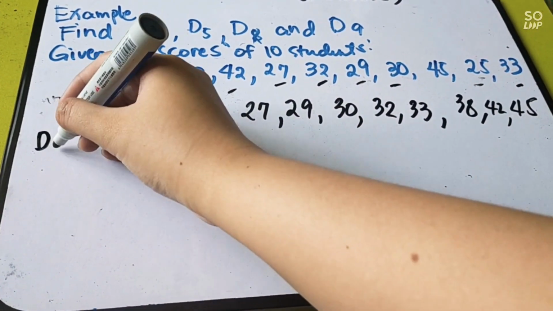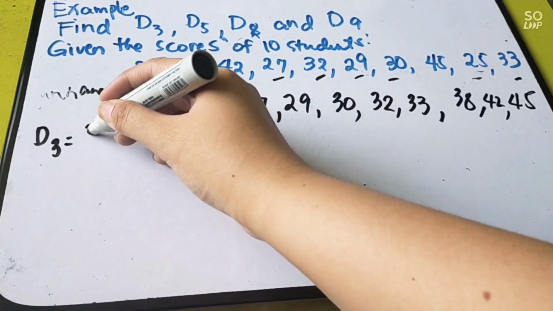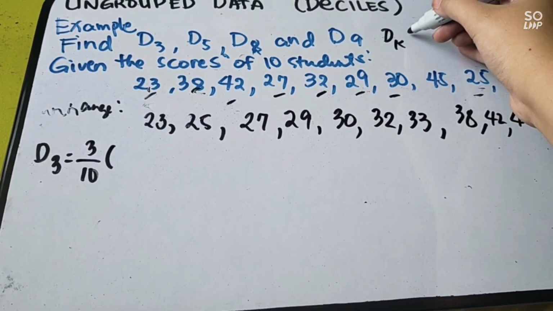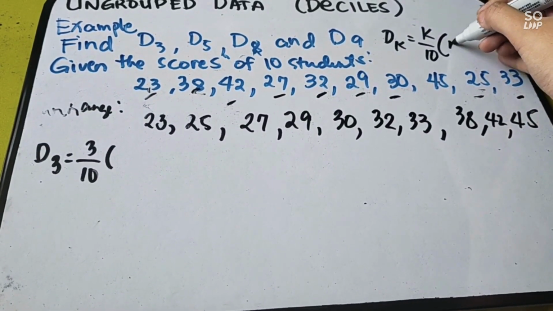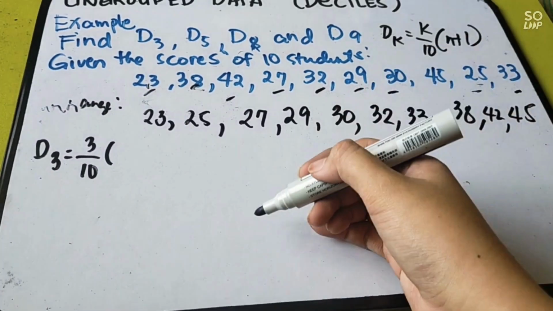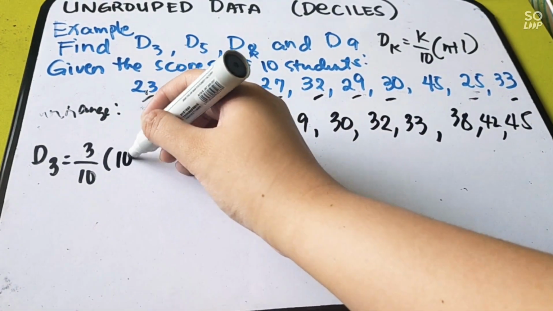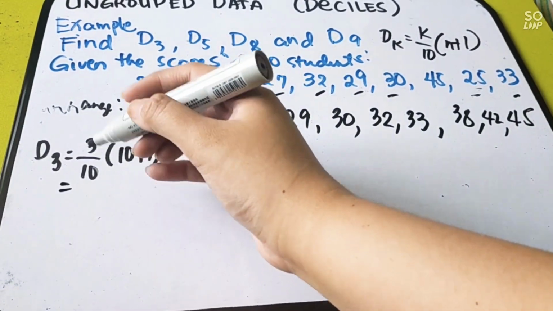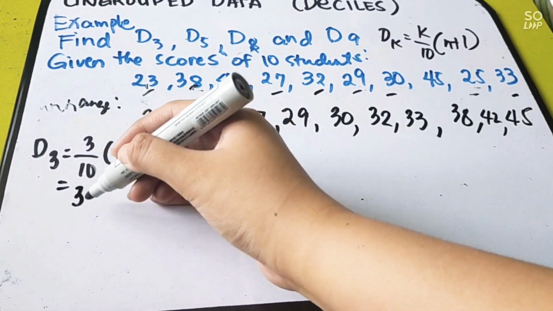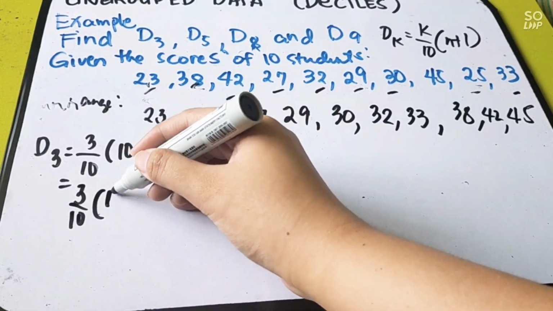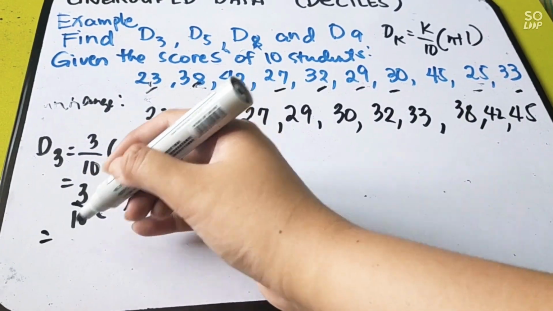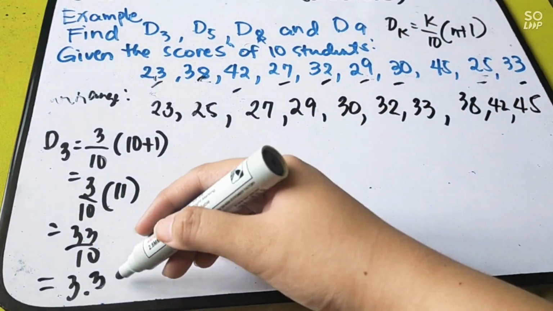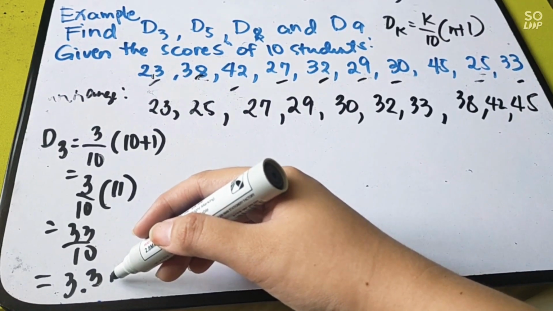Ang third decile natin, so d sub 3 is equal to, ang formula natin dito ay 3 over 10 times n plus 1, diba? So, ang formula natin ay d sub k is equals to k over 10 times n plus 1. Ayan. So, ang n natin, we have here 10 plus 1. So, it is equal to 3 over 10 times 10 plus 1, that is 11. Then, we have here 3 times 11, that is 33, divided by 10. The answer is 3.3. So, 3.3 yung kanyang pinaka-rank.